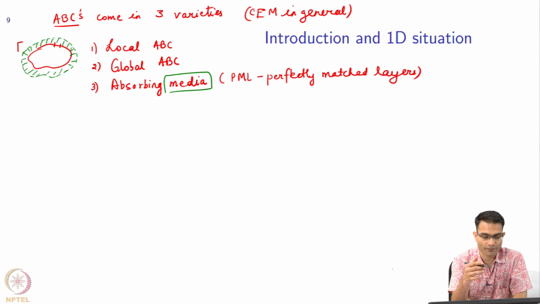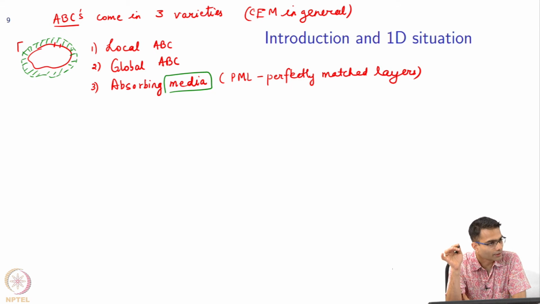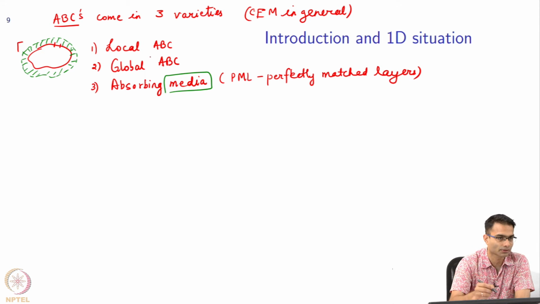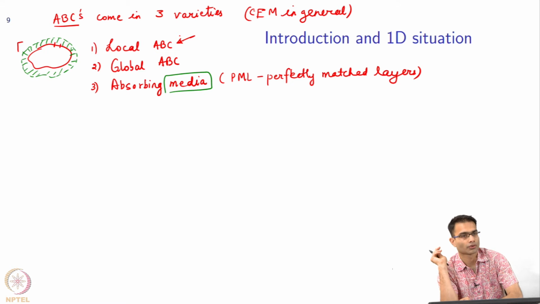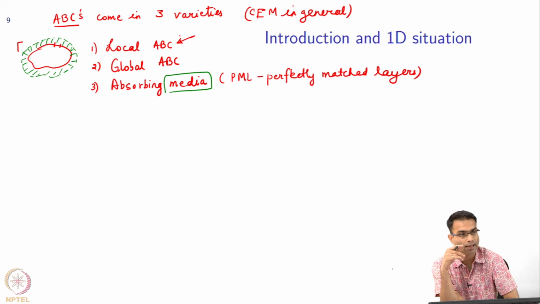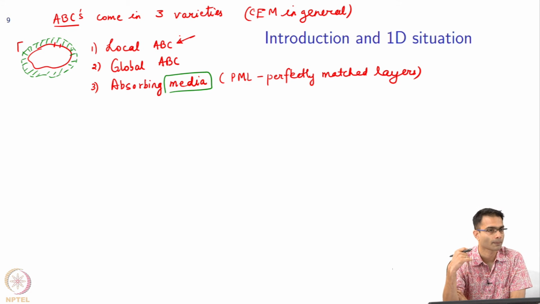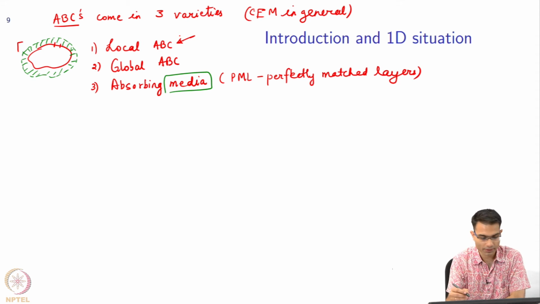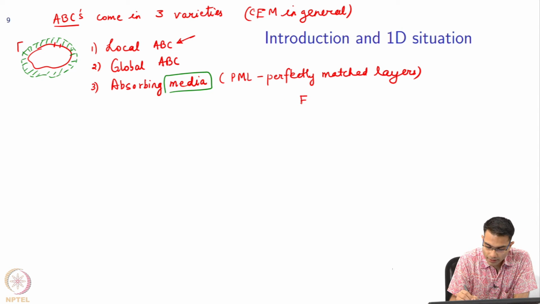So, we have actually seen local ABCs in FEM, we have seen global ABCs in integral equation methods, and we will look at absorbing media a little bit later, but the simplest ABC to implement is obviously local ABC, this guy. So, we will once again implement this local ABC in FDTD, okay, and then we will go to absorbing media. So, a few historical names over here. So, Engquist and Majda, they are their names. Engquist, I never get the spelling right. Engquist and Majda.